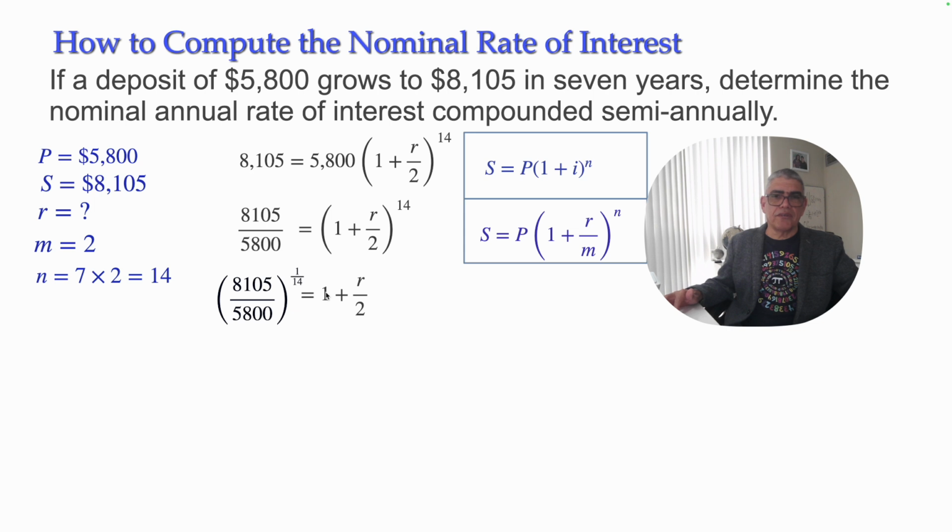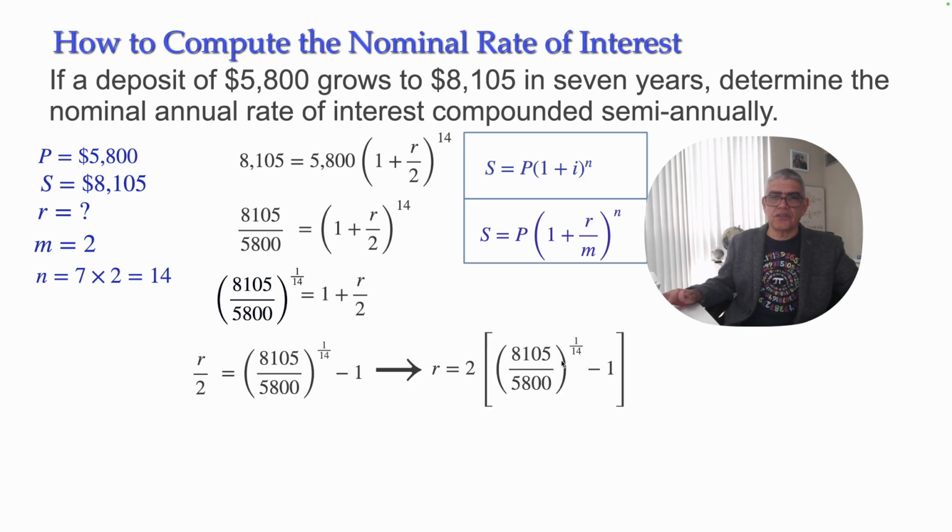And then this 1 can be written on the other side subtracting. So you have that r over 2 equals this number minus 1. This is subtracting 1 on both sides. And then multiply by 2. If you multiply by 2, this is the answer, and then you use your calculator. Using your calculator, you obtain this number. This is 4.8379%. So multiply by 100 to type the answer in percent.